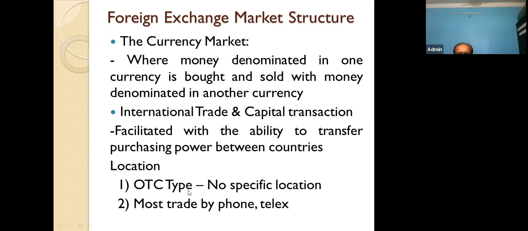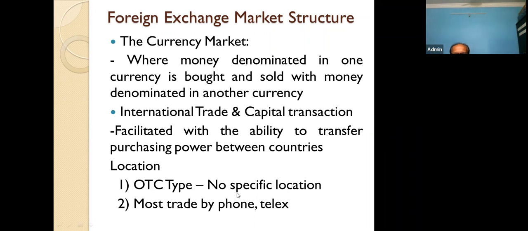And it means there is no geographical location, like in regards to shares, in regards to equity. We have stock exchanges, Bombay Stock Exchange, and so on. In regards to the international level, New York Stock Exchange. So these stock exchanges exist. But if you are dealing with foreign currency, there is no specific location. This entire transaction is taking place through telephone and electronic devices. So mostly telephone lines and electronic devices are being used.